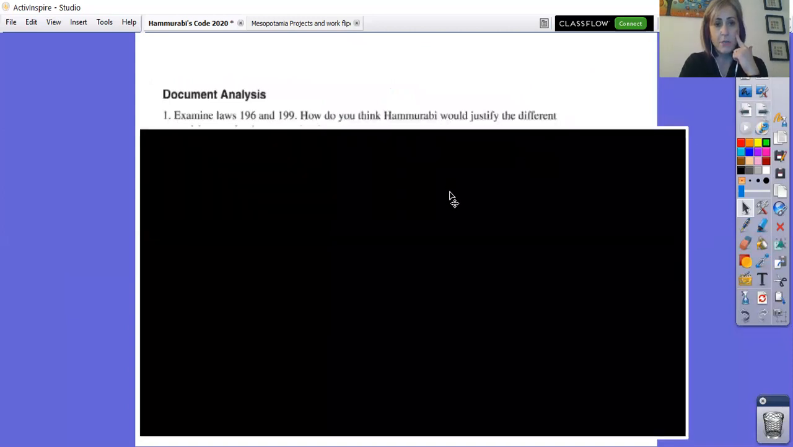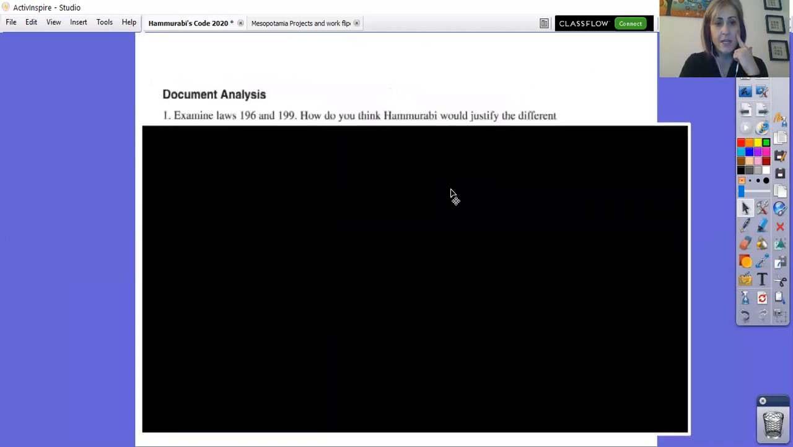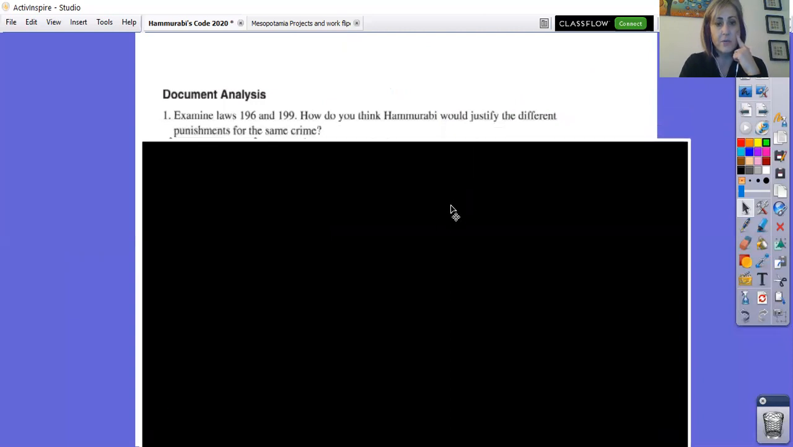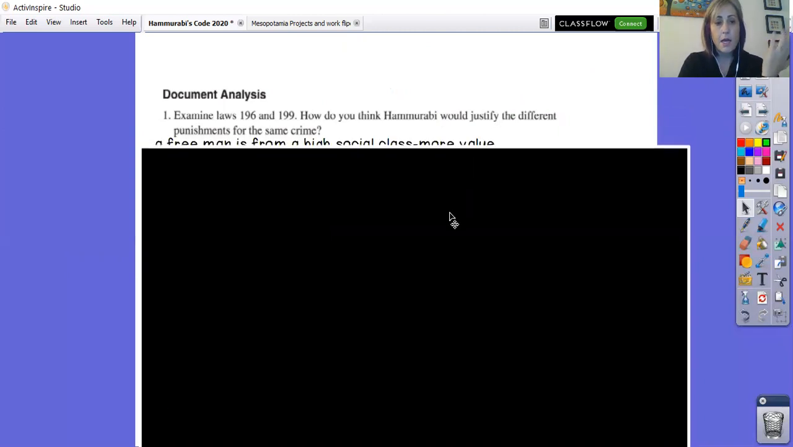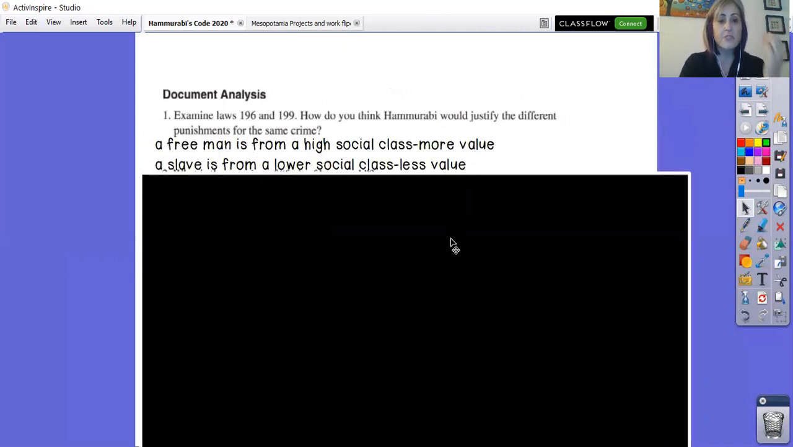All right, question number 1. It says, examine laws 196 and 199. How do you think Hammurabi would justify the different punishments for the same crime? He could say that a free man is from a higher social class. Think of our social pyramid. The free man is going to be higher up, so they're going to have more value. A slave is from a lower social class, so they're going to have less value. So that is how he could justify different punishments for the same crime, depending on the person's value or social class. Don't necessarily agree, but that is something he could say.